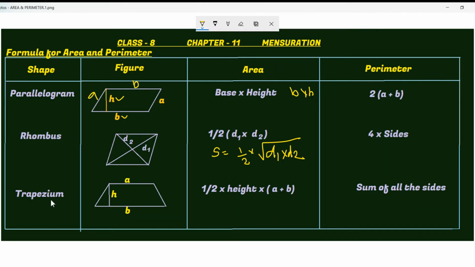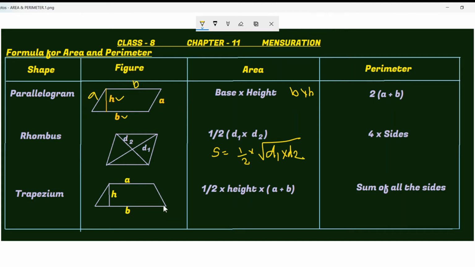Next is trapezium. In a trapezium, we know there will be two parallel sides and two non-parallel sides. Here A and B are the two parallel sides. To find the trapezium area, you need to know the length of the two parallel sides and the height of the trapezium. The formula is half into height into A plus B, the sum of the two parallel sides. And the perimeter is the sum of all the sides.